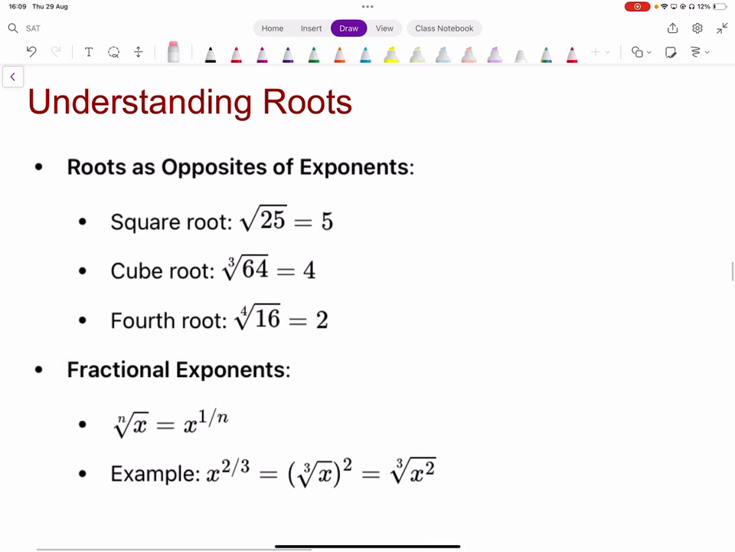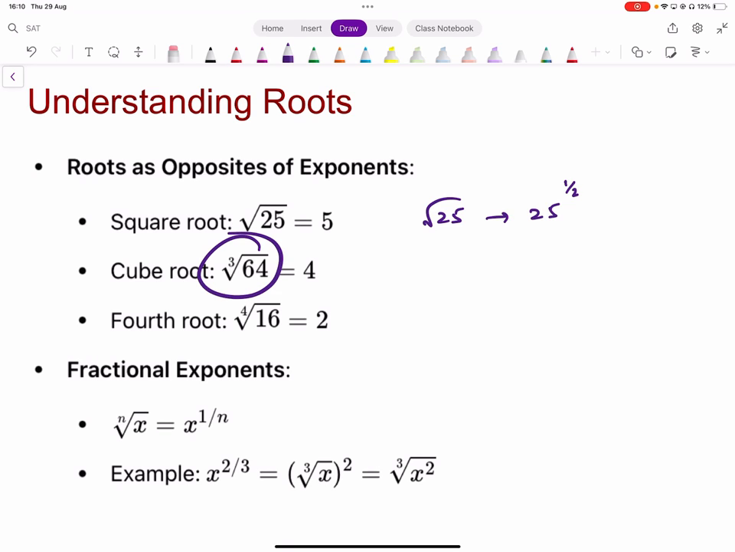Now, you have roots as well. So we've talked about powers before. Sometimes you have square root, cube root, fourth root, right? So for example, if you have square root of 25, what's that? That's 5. You can think of square root of 25 as a power as well. That's the same thing as saying 25 raised to power 1 over 2. Okay, so if you want to convert the root form to power form, you would say under root 25 is the same thing as 25 power 1 over 2.